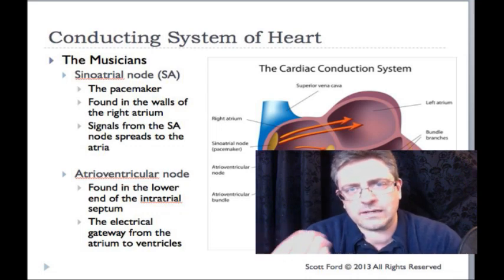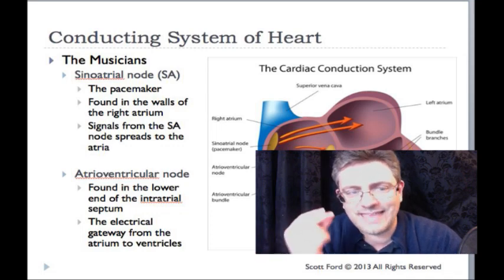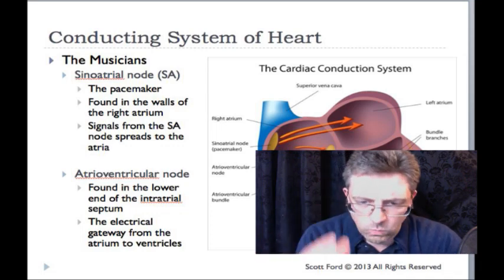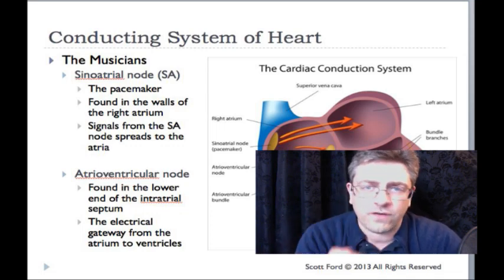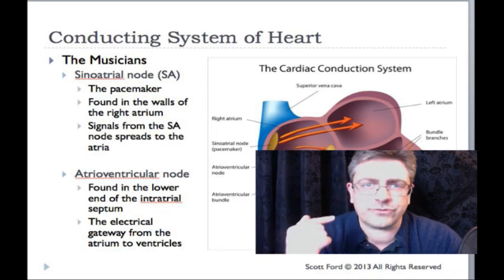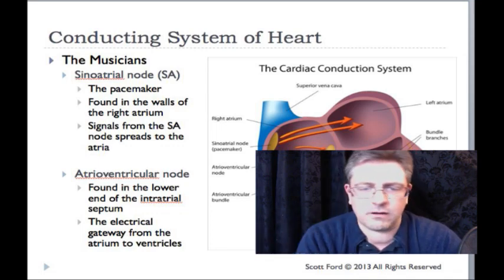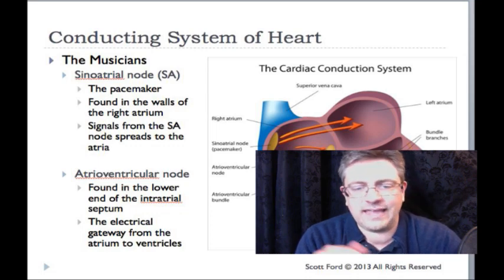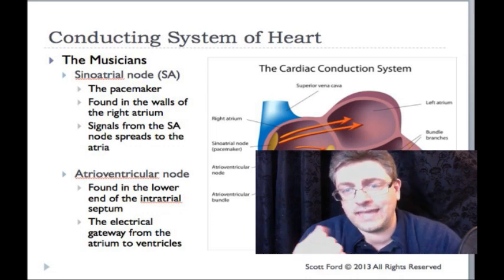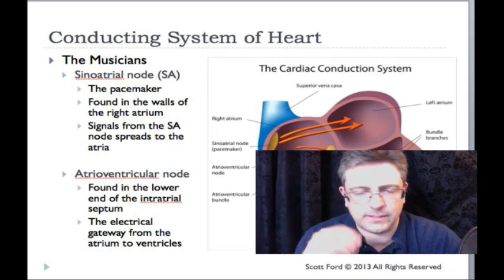The pacemaker is going to set the beat for the heart. This is going to be the one that fires first. This is going to be the one that sends the signal first for the heart to follow. So the sinoatrial node, the SA node, is the pacemaker. It's found in the walls of the right atrium. Signals from the SA node will spread to the atria, so it will spread throughout the atria.